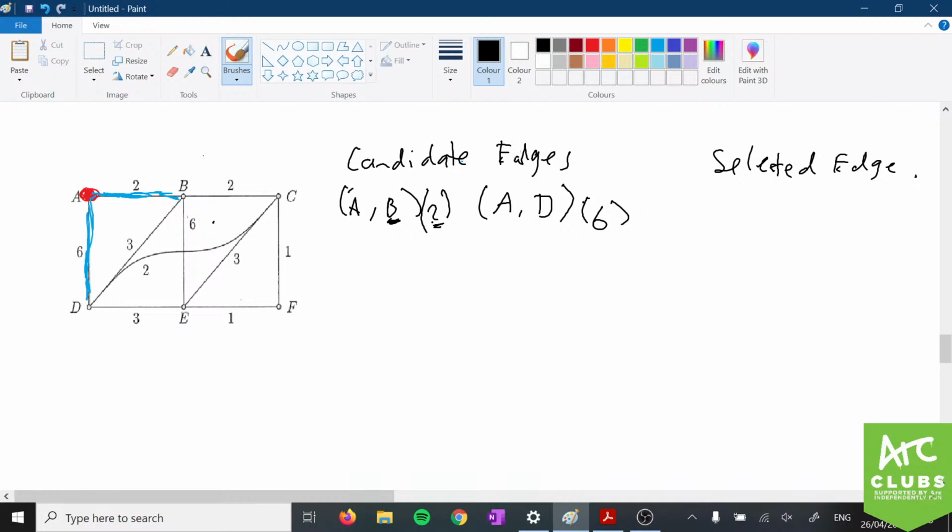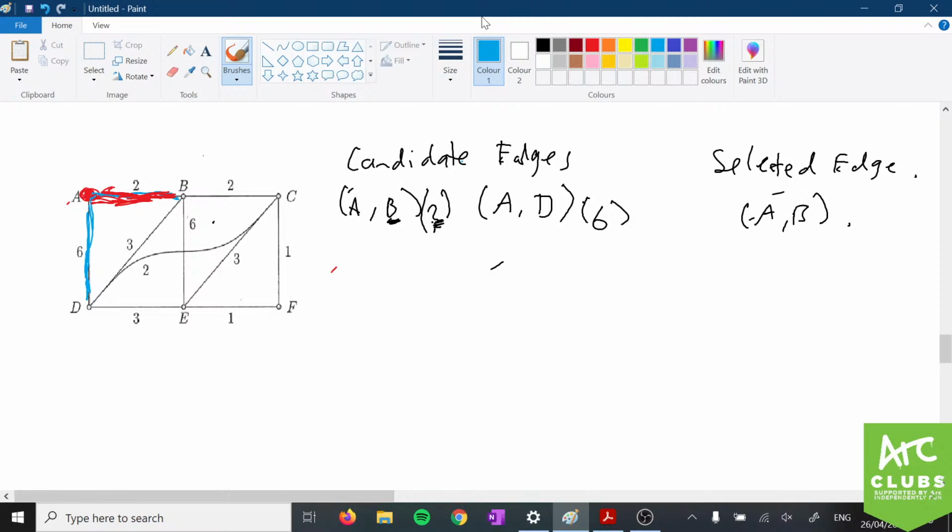For every step, we always pick the edge that has the smallest value assigned to it, and we put it in the selected edge. We select AB. That's part of our current work-in-progress spanning tree. And then we repeat.